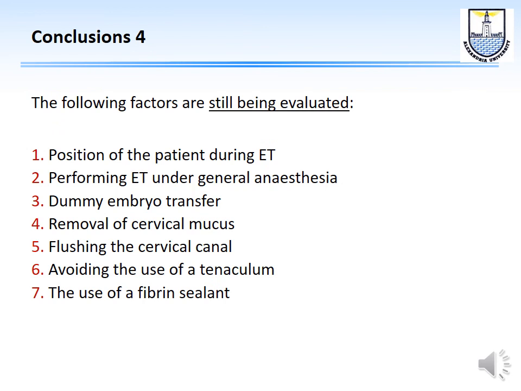And finally, there are things which still need to be evaluated, like the position of the patient during embryo transfer, general anesthesia, dummy embryo transfer, the removal of cervical mucus, flushing of the cervical canal, avoiding the use of a tenaculum or a vulsellum, and the use of a fibrin sealant. All these things have been suggested, as we said, but the results are still not conclusive, as we saw.